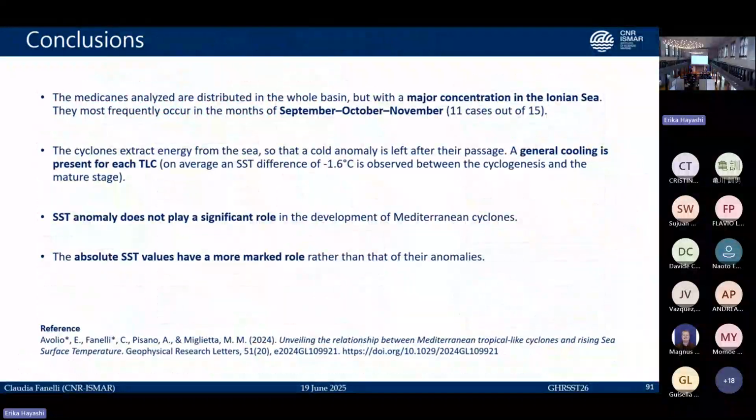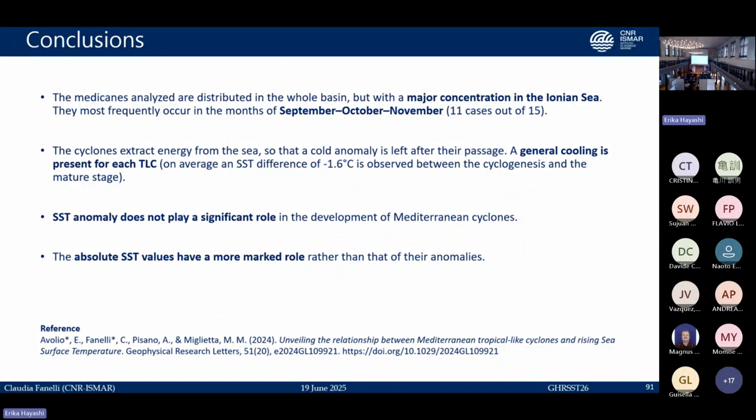So just to sum up, we have seen how the majority of the medicanes generate in the Ionian Sea, but they actually spread all over the Mediterranean Sea, and they are most frequent in September, October, and November. They definitely leave a cold anomaly after their passage, so a general cooling is present for each medicane.